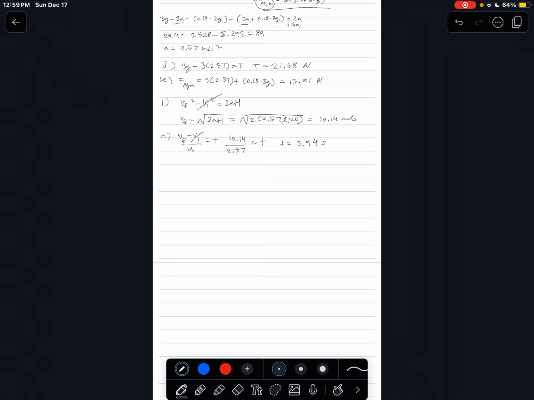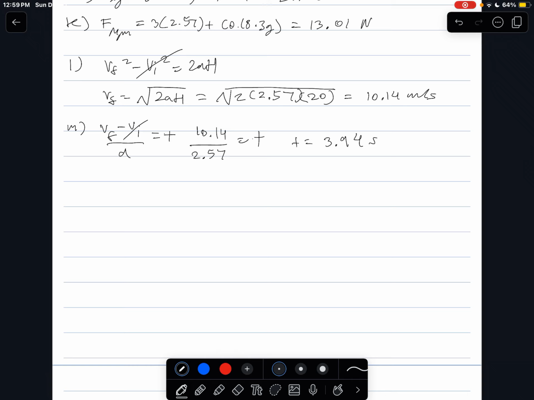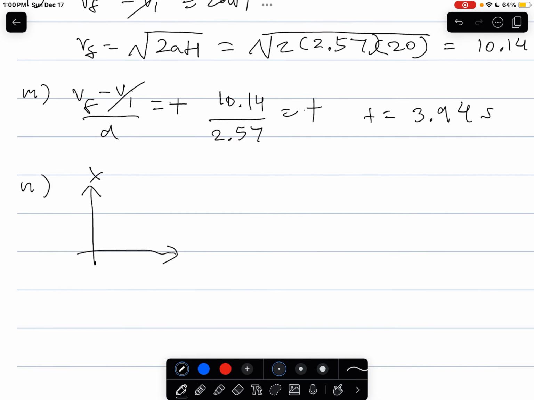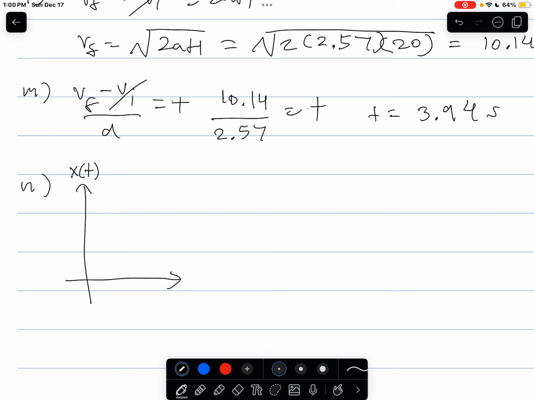Okay, for part N, I'm going to sketch out what the graphs look like. Let me draw that a bit better. So this is x of t, and this is t. Oh, let me just do x, and the units for this are going to be meters. T is going to be seconds. It should look somewhere around like a quadratic.